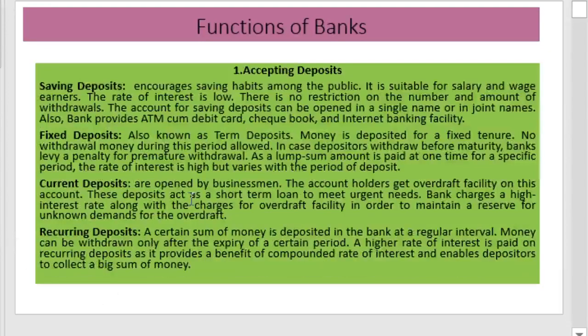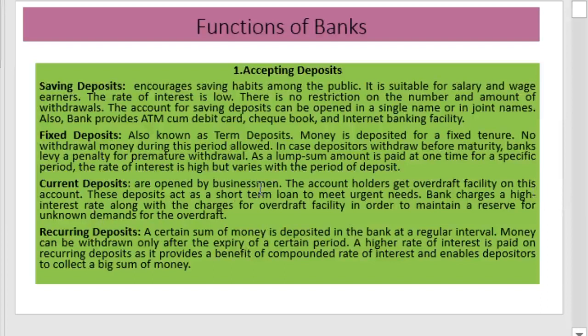Now we will discuss the first important primary function, that is accepting deposits. We know that there exist different types of deposits, namely saving deposit, fixed deposit, current deposit, and recurring deposit. Saving deposits are for encouraging the saving habits of the people, and are mainly opted for by salary and wage earners. The second one is the fixed deposit, also known as term deposit. Money is deposited for a fixed tenure. No withdrawal of money during this period is allowed.